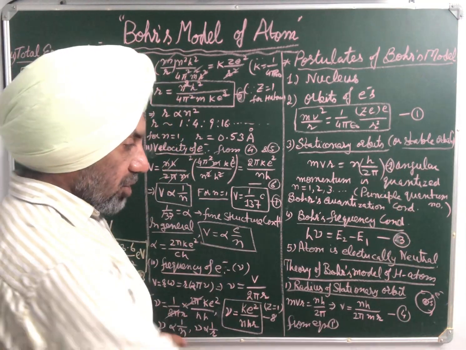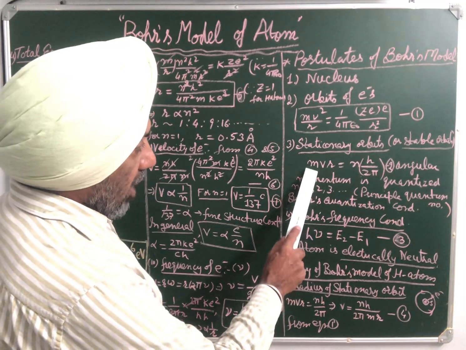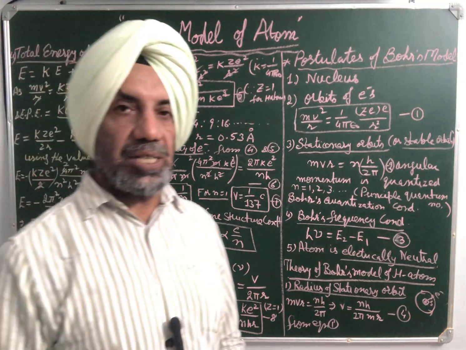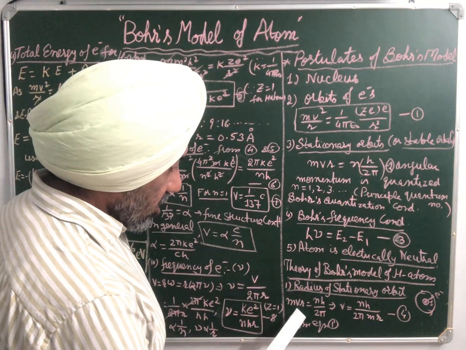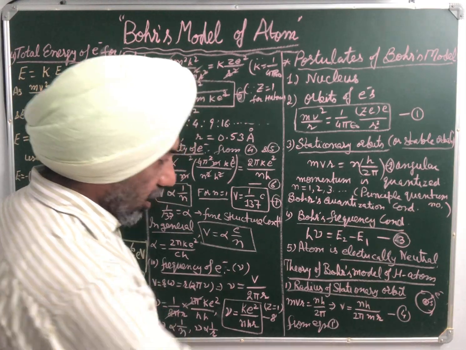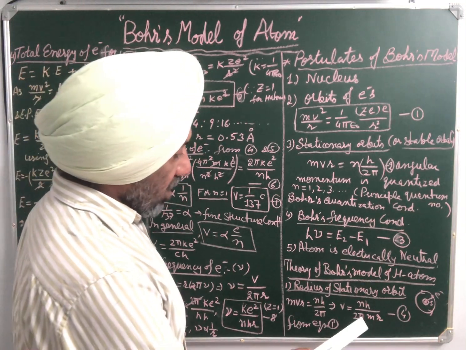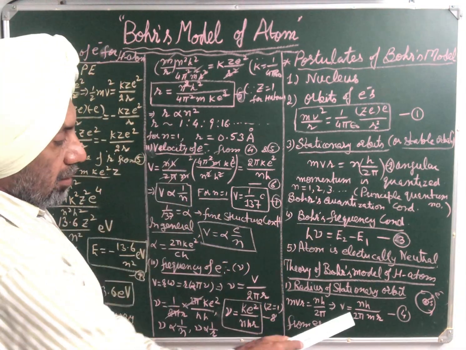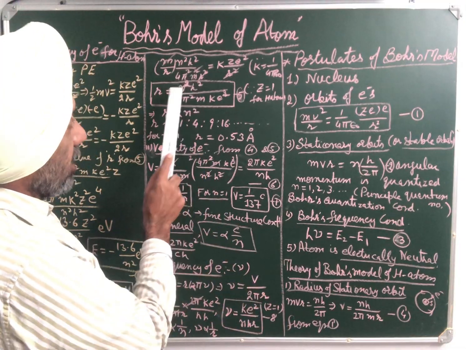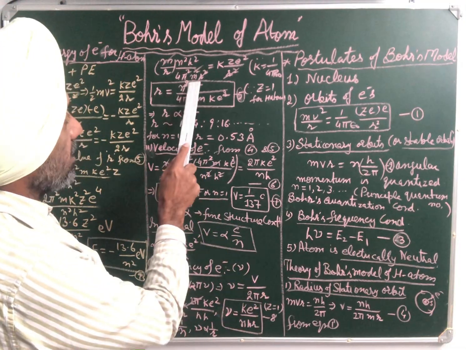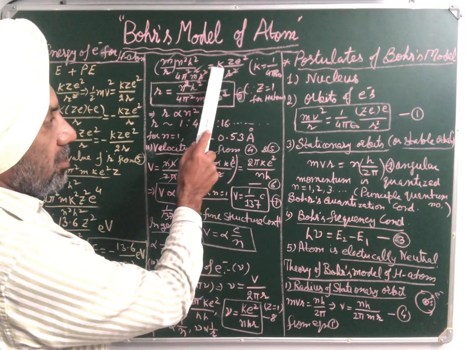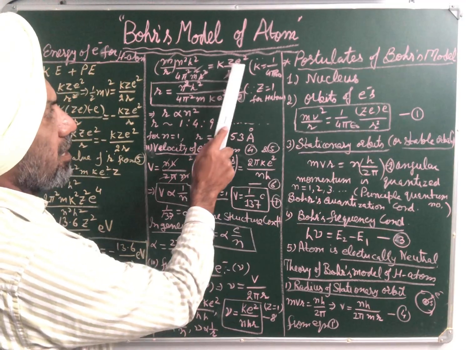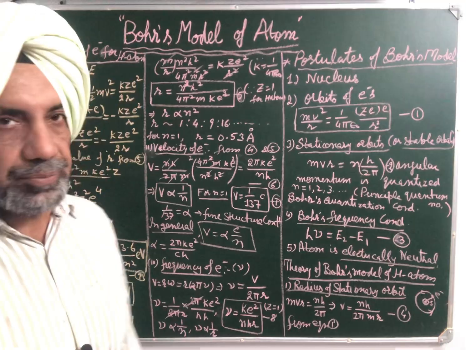Now, to find the radius of stationary orbits, from Bohr's quantization condition we have mvr = nh/2π. We have to find the expression for r. From this equation, v = nh/2πmr. And if we substitute the value of this v in equation number 1, we get mv²/r = kZe²/r², that is, m/r times n²h²/(4π²m²r²) equals kZe²/r², where k is the constant 1/4πε₀.